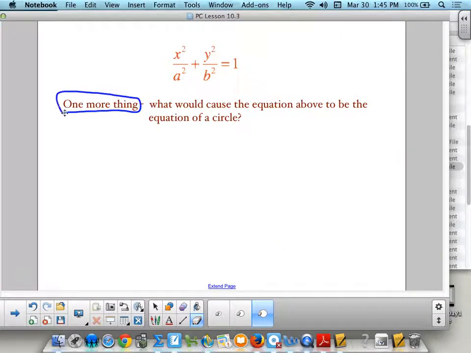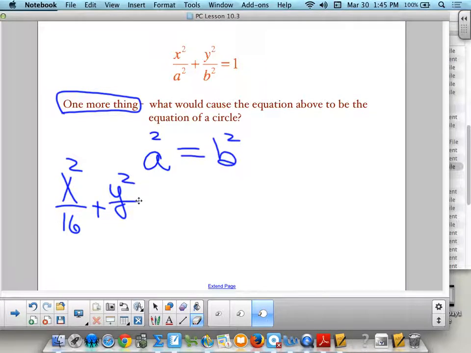One more thing about your equation for ellipses. What would cause the equation up here above to be the equation of a circle? Marion, do you know? If A and B are the same number. So you're saying if the A squared and the B squared, or just A and B? Doesn't really matter, I guess, does it? No. If the A squared and the B squared happen to be the same, then you have a circle. Everybody agree?